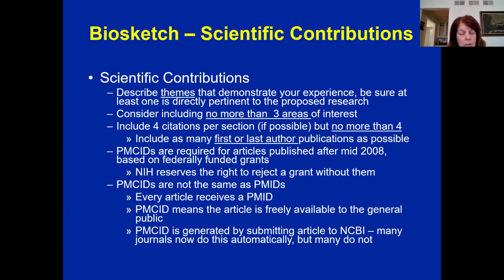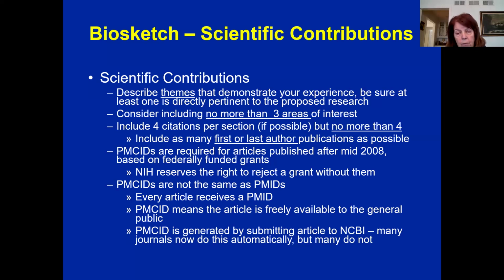The reason that this is so important to the NIH is that a number of years ago, a little before 2008, the Congress said, we're giving you all this money and we can't tell what the productivity is. We want to be able to see whatever it is that we're paying for and the research that you've been producing. And that's where this PMCID number came from. It's a mechanism for making the article freely available to the public.